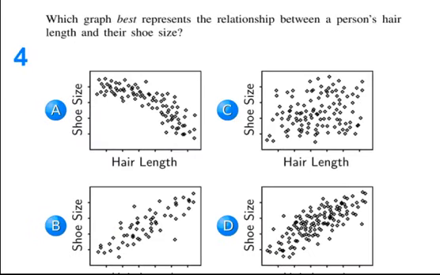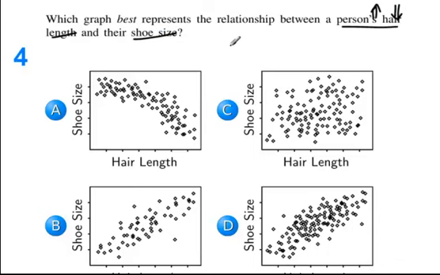4, which graph best represents the relationship between a person's hair length and their shoe size? Okay, person's hair length and their shoe size. Well, right off the bat, you should be thinking, what? Because as my hair gets longer, my shoe size doesn't change. Doesn't matter. My hair got shorter, my shoe size doesn't change at all.